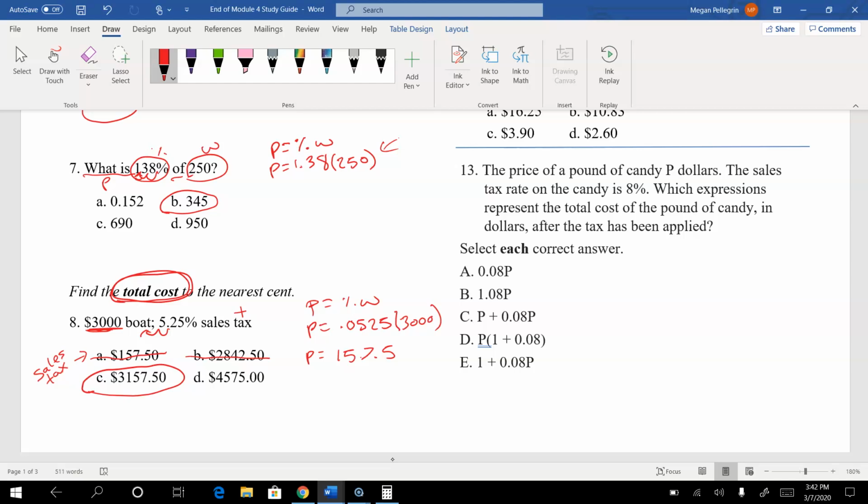We also could have done it P equals, instead of, we could have added 100% because we were paying the whole thing. We were paying $3,000 out of $3,000 and added that to 5.25%, where it was 105.25%. Move that decimal 2 places to the left and used 1.0525 to get the total cost.